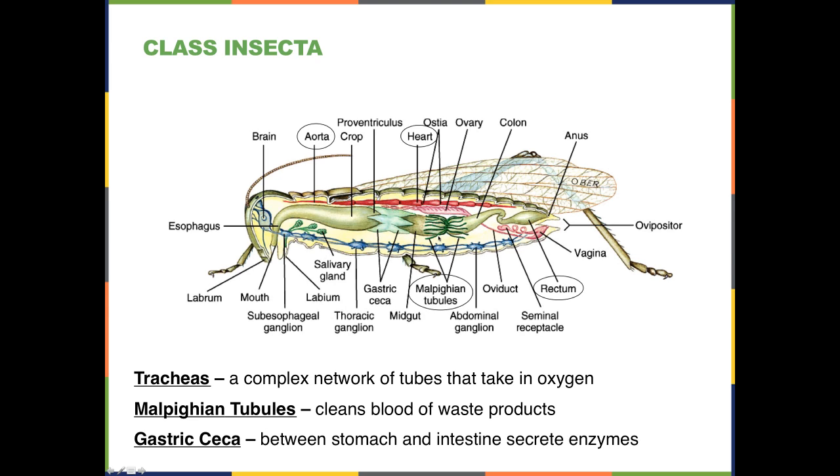This diagram shows both an oviduct and a seminal vesicle. So when mating, it can take in the sperm and then allows for fertilization of the eggs.